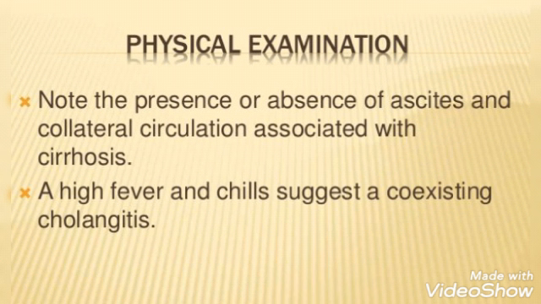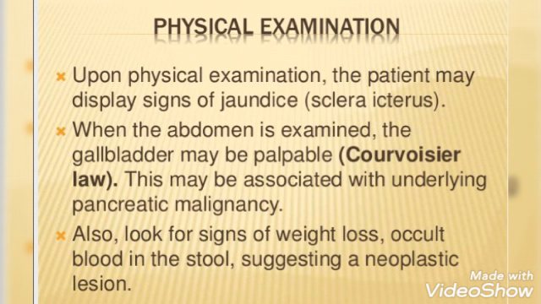In physical examination, there could be presence or absence of ascites and collateral circulation associated with cirrhosis. High fevers and chills suggest a coexisting cholangitis. In physical examination, the patient may display signs of jaundice. When the abdomen is examined, the gallbladder may be palpable, that is Courvoisier's law. This may be associated with underlying pancreatic malignancy. Also look for signs of weight loss and occult blood in the stool.